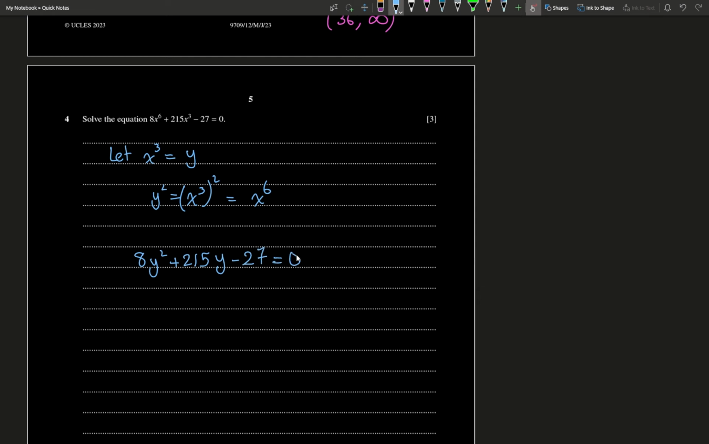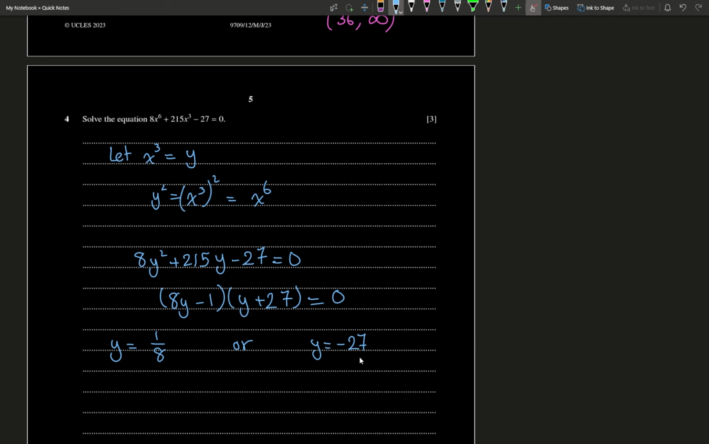دلوقتي عندنا quadratic equation جميلة كده ممكن تحلها using your calculator أو the quadratic formula. Let's see if this is factorizable or not. It is. We can write it as 8y minus 1 multiplied by y plus 27 is equal to 0. You'll get two solutions for y. You'll get that y can be equal to 1 over 8, or y can be equal to negative 27.